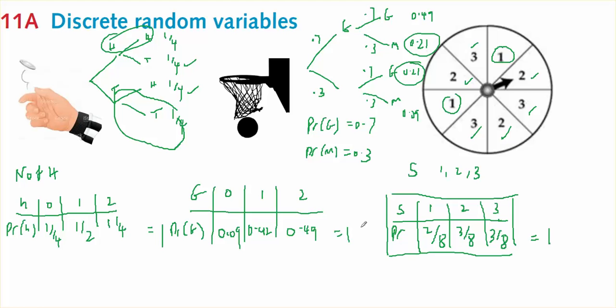So, discrete random variables. We define a particular event occurring and I look at the distribution of all of the possible events that can occur and my probability distribution has to equal 1.